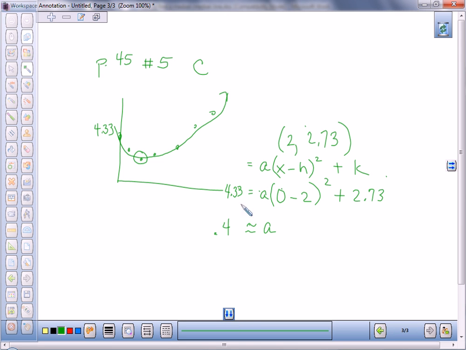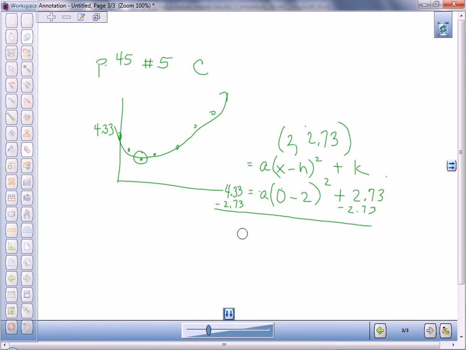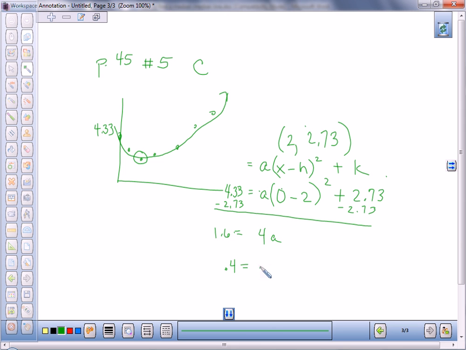What should you plug into the calculator? When I solved this equation for A, I subtracted this and divided by 4. So I got 1.6 right here equals 4A. So 0.4 equals A. That's how I did it. Okay. All right, any other questions about the homework?